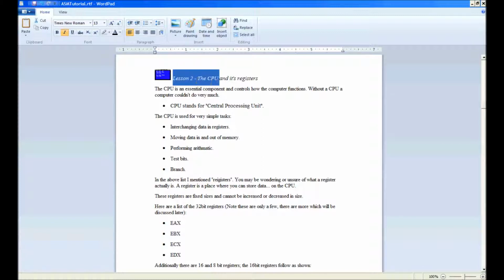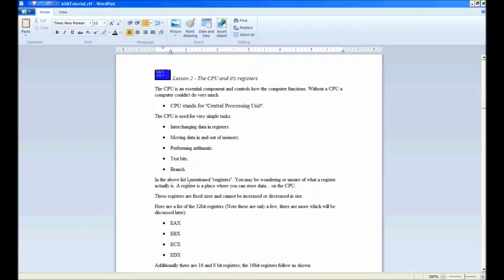This lesson we're talking about the CPU and its registers. The CPU is an essential component in a computer and controls how the computer functions. Without a CPU the computer wouldn't be able to do very much. CPU stands for Central Processing Unit. CPU is used for only very simple tasks. It can only interchange data between registers and memory, perform arithmetic, test bits, and branch.